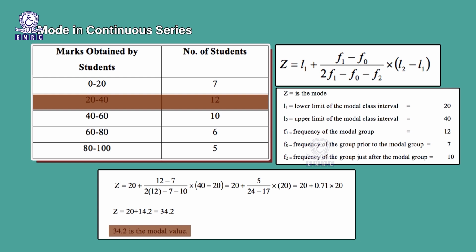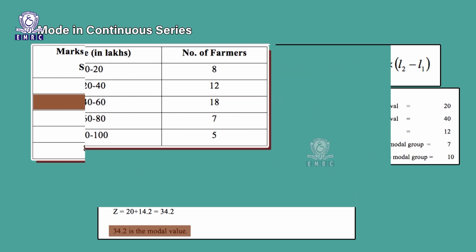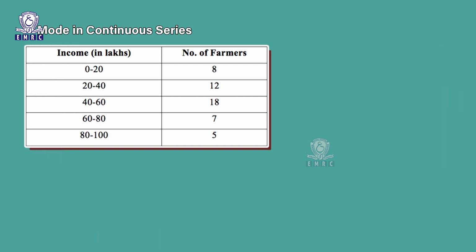Now, let us take one more example so that we can have a clear understanding of how to calculate the mode value for the continuous series. There are 50 farmers whose income is given. Our duty is to calculate the mode value.